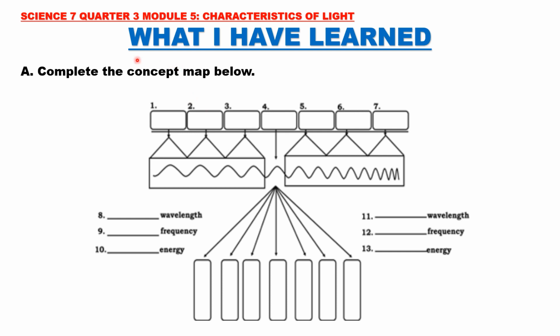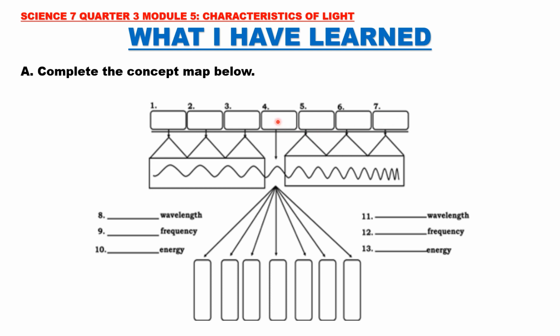Next, what I have learned, complete the concept map below. So, going back to the previous slide, we have discussed about the electromagnetic spectrum and the visible light spectrum. So, ilalagay nyo dito sa boxes na ito, yung mga different electromagnetic waves in the electromagnetic spectrum. So, ang clue ninyo would be the wavelength, the size of the wavelength. So, ang may pinaka longest wavelength is what wave? You write it on number 1. Tapos, ang merong shortest wavelength, you write it on number 7.